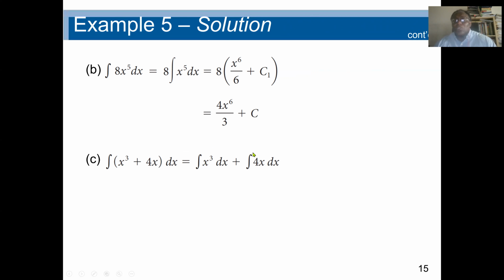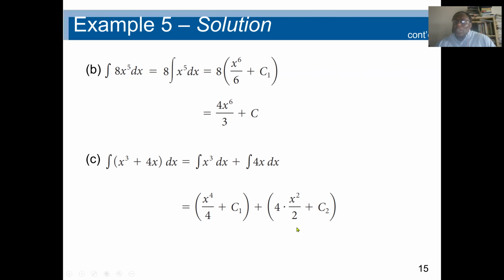Here we take the constant out and we have x. So x raised to the power 1, so we use the power rule again. So we get x squared divided by 2. So here we have x to the 4 divided by 4 plus c1. 4 is the constant. We have 1, so it will be 1 plus 1 divided by 1 plus 1, which will be 2 and 2.